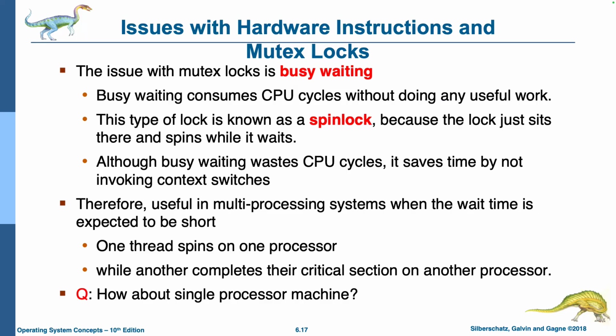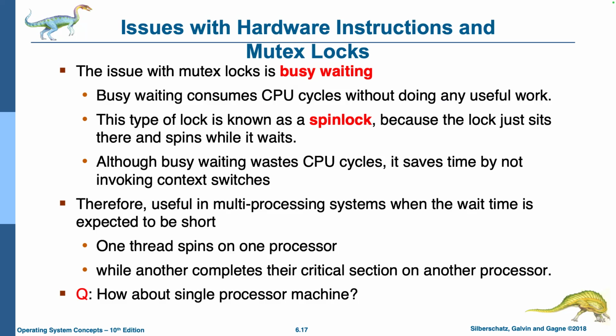Although busy waiting uses CPU cycles, it saves time because it does not wait for a context switch. Context switch needs a system call. Context switch is slow. It needs to save the current state of the thread, and the CPU will wake up another thread to run. The context switch is slow. Spin lock doesn't have any context switch. So this is a trade-off.